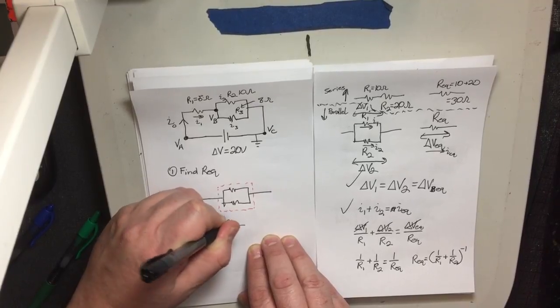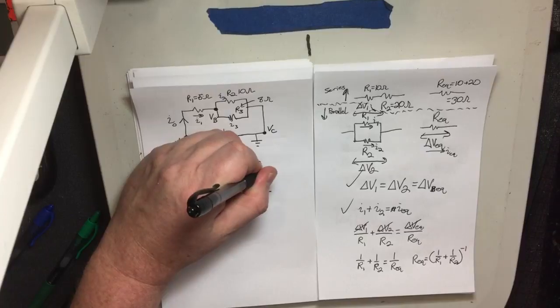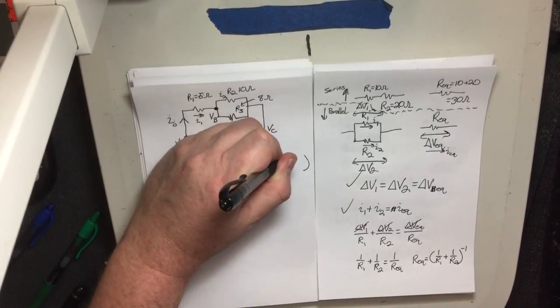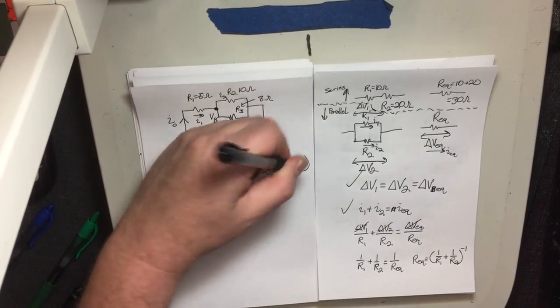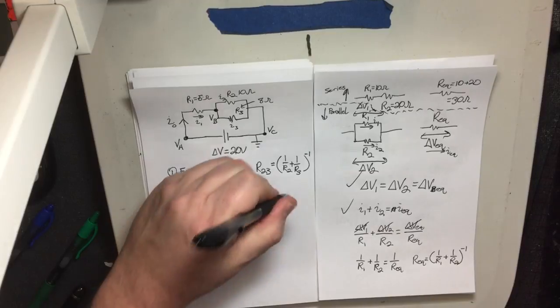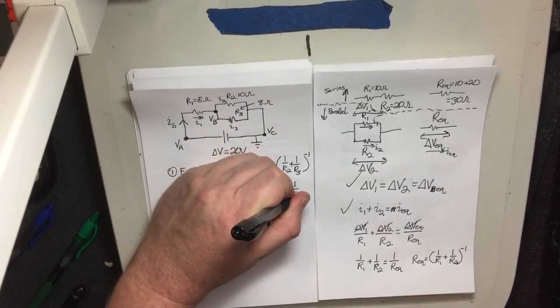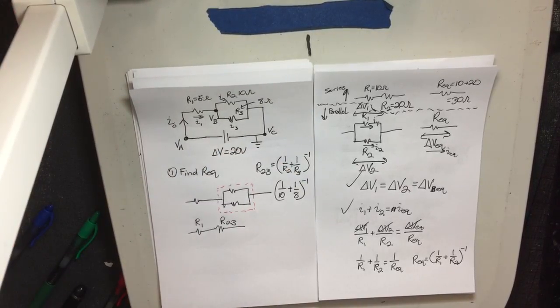and an R2-3. Now, what is R2-3? R2-3 is a parallel equivalent resistor, so 1 over R2 plus 1 over R3, inverted. So this is 1 over 10 plus 1 over 8, inverted.